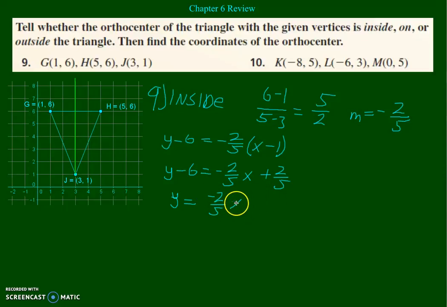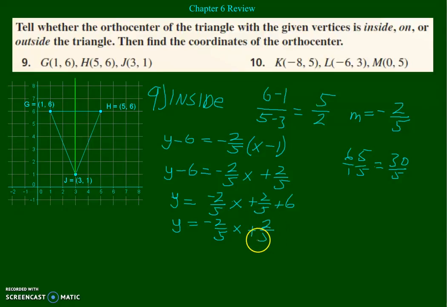equals negative 2/5 x plus 2/5 plus 6. Now we've got to get that 6 in terms of fifths. So 6 over 1 times 5 over 5 gives us 6 times 5 is 30 fifths. And so this gives us y equals negative 2 fifths x plus 2 fifths plus 30 fifths, which is y equals negative 2 fifths x plus 32 fifths.